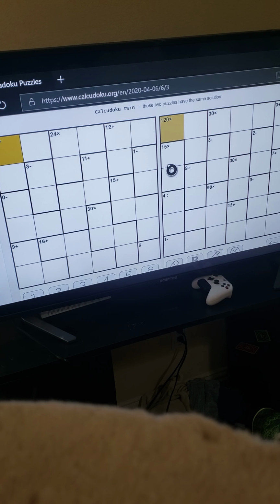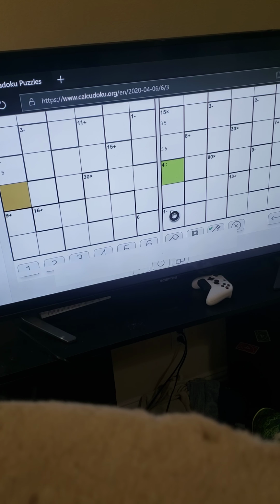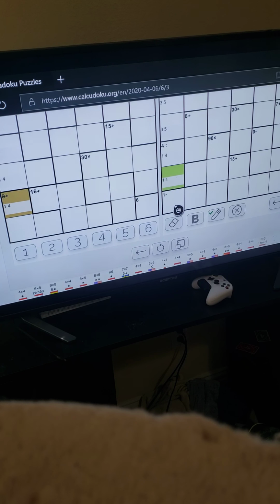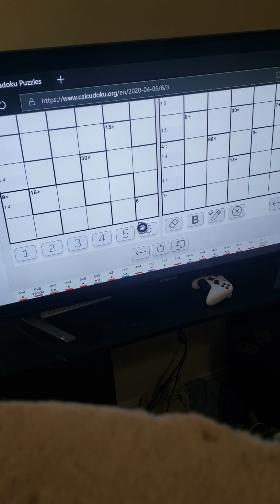So with this 15 right here, it's gotta be 3 or 5. One thing I forgot to say, this is a 6x6 puzzle. And with this 4 right here, it can only be 4 or 1, because basically all that means is that two numbers dividing equals 4. And out of the remaining two numbers in this column, 2 and 6 still need to be used.